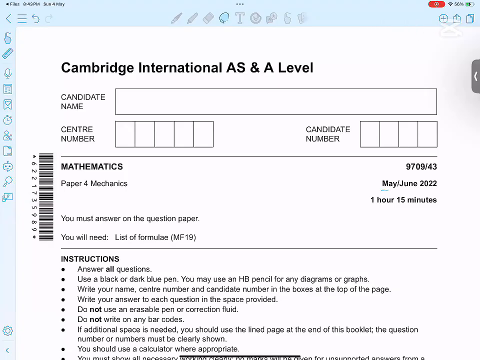Bismillahirrahmanirrahim, June 2022. Okay, we have this paper, 43 variant and complete mechanics paper.